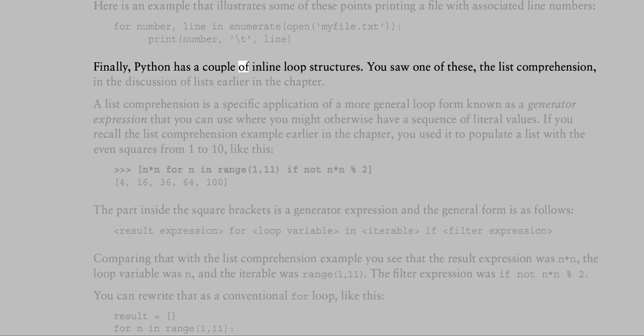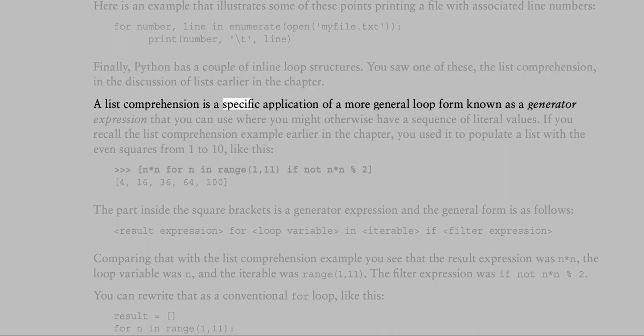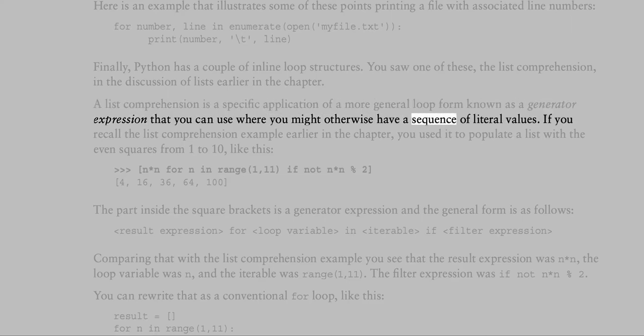Finally, Python has a couple of inline loop structures. You saw one of these, the list comprehension, in the discussion of lists earlier in the chapter. A list comprehension is a specific application of a more general loop form known as a generator expression that you can use where you might otherwise have a sequence of literal values.